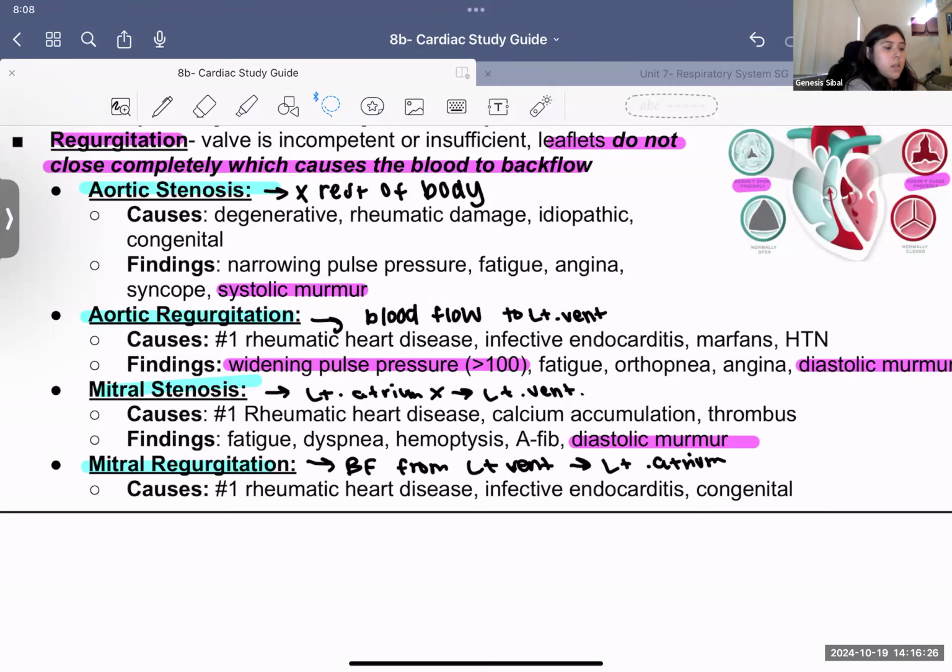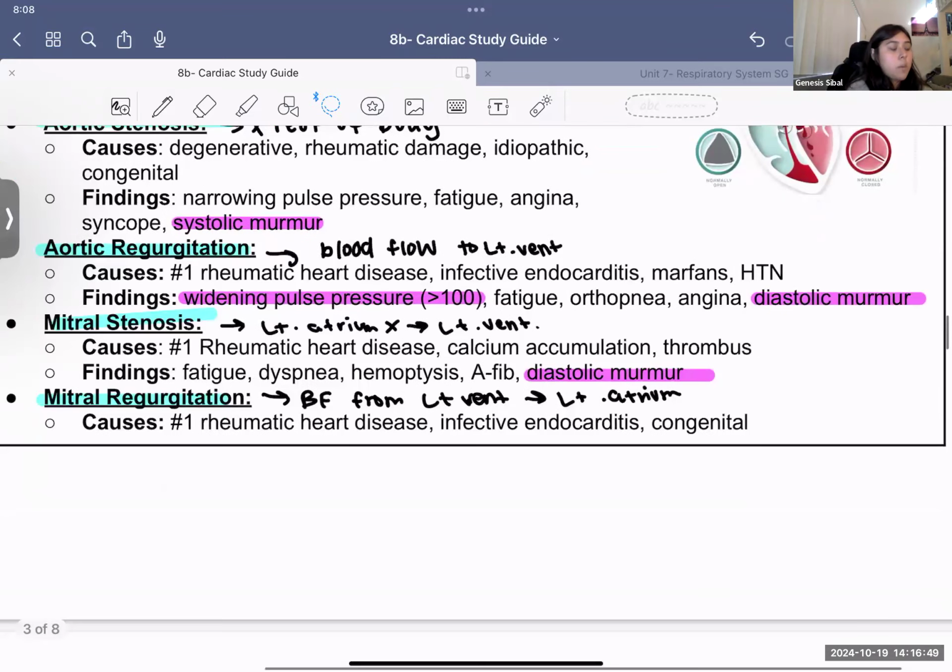Yeah, we'll talk about systolic and diastolic murmurs in a second. I'll try my best, but I do get this confused a lot. But aortic regurgitation, basically, is blood flowing back to the left ventricle. It's coming back from the aorta through the aortic valve to the left ventricle because it's regurgitating back. So that's why you have a widening pulse pressure. And again, we're talking about a diastolic murmur for that.